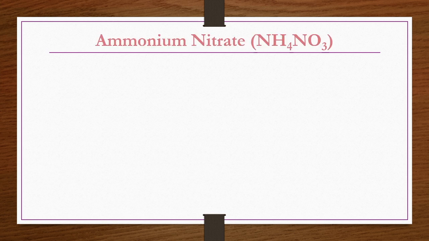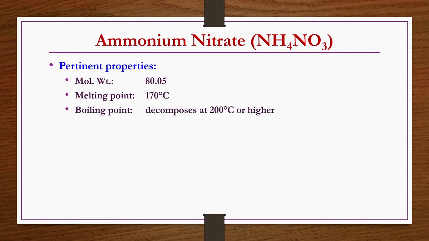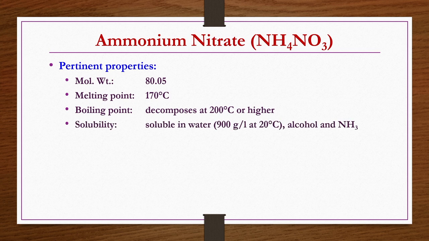So today we are going to discuss another nitrogen fertilizer, that is ammonium nitrate. We start with pertinent properties. Molecular weight is 80.05, melting point is 170 degrees centigrade, and it decomposes if you heat it to 200 degrees centigrade or beyond. It is soluble in water, alcohol and ammonia as well. For example, 90 grams of ammonium nitrate is soluble in 1 liter of water at 20 degrees centigrade.